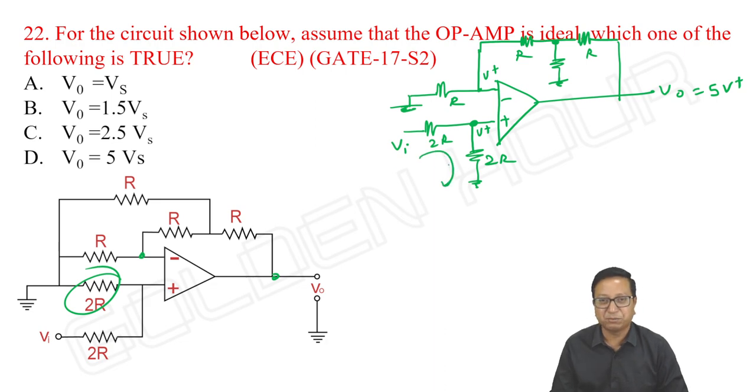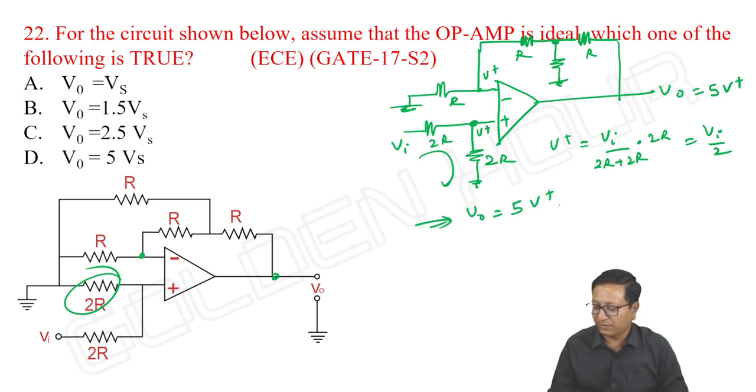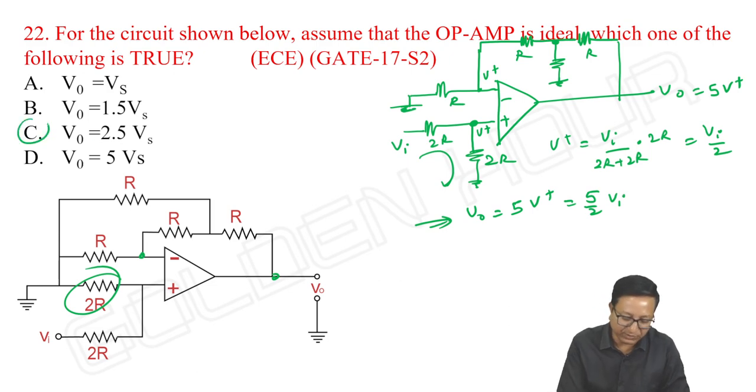It is Vi by 2. Is it not so? So voltage at the non-inverting terminal is Vi by 2R plus 2R multiplied with 2R. So it is V input by 2. So implies, anyway, V output is 5 times voltage at the non-inverting terminal due to virtual short. It is 5 by 2 into Vi. That is 2.5 times Vs.